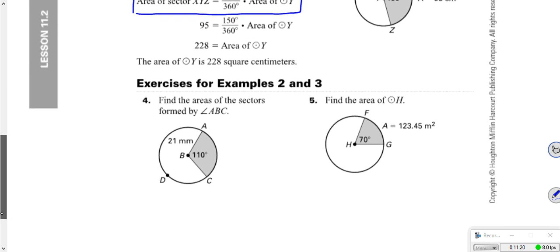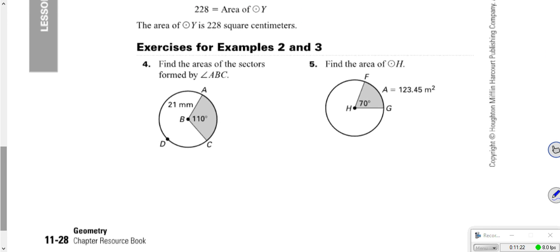Okay, let's look at these two examples. Number 4 says find the areas of the sectors.